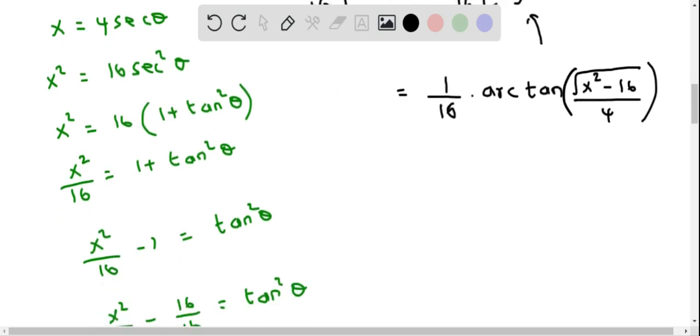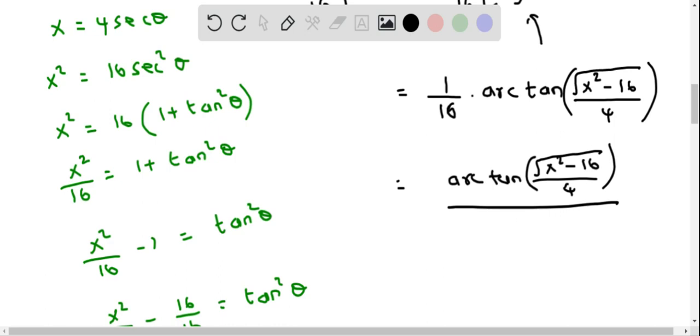Otherwise, we can also rewrite this as arctan of the square root of x squared minus 16, divided by 4, and this is over 16. So this is the result of the given integral.